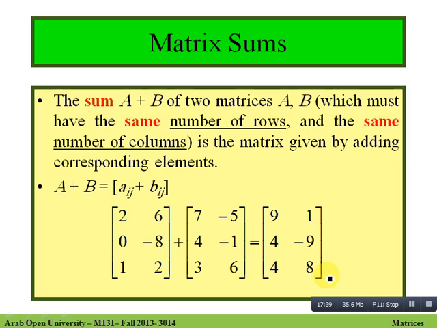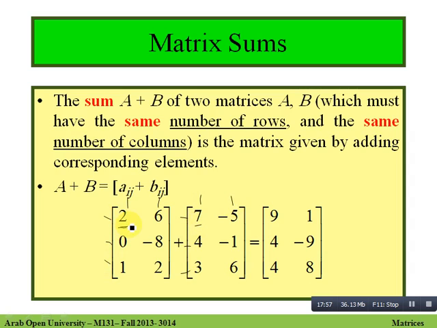Now there is a condition to add two matrices: both matrices should have the same number of columns and the same number of rows. For example, these two matrices have 3 columns and 2 rows. Then we can add these two matrices. How to add? You should add their corresponding elements.